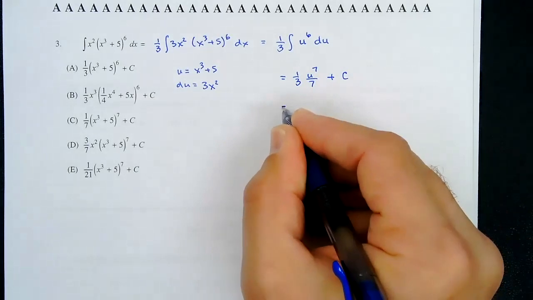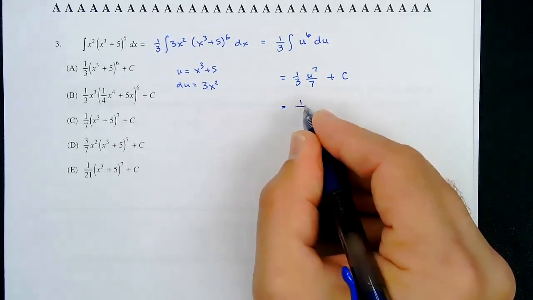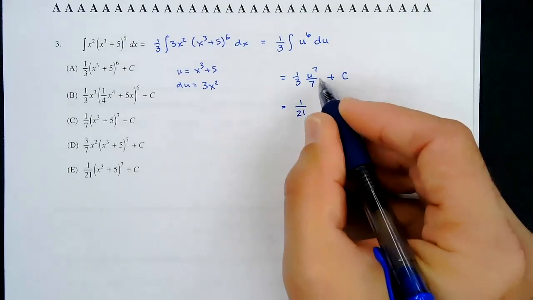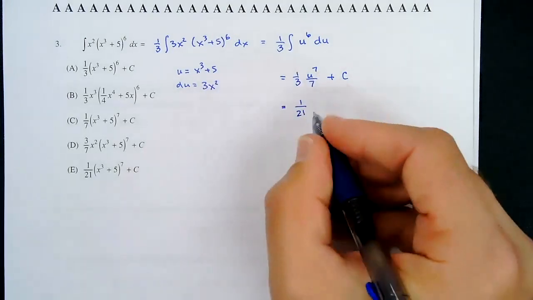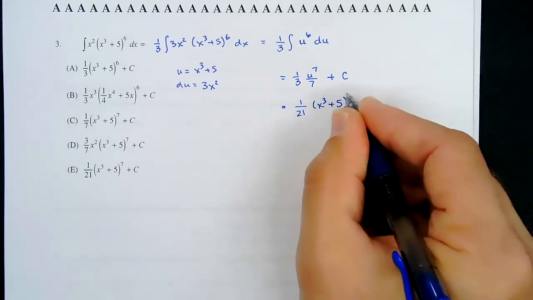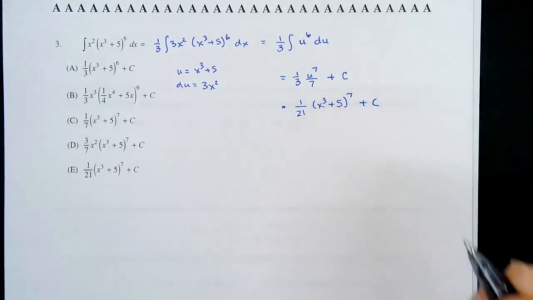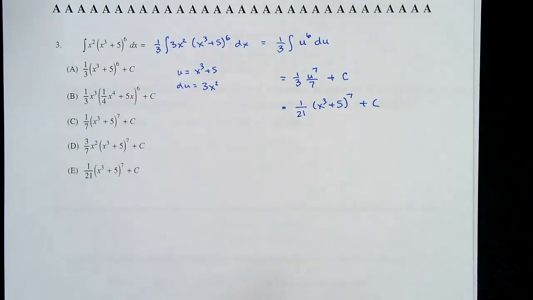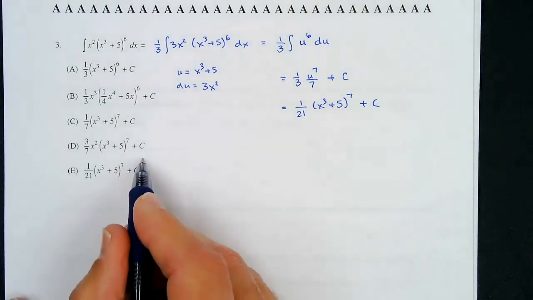So that would make 1 over 21, and then our u is x cubed plus 5. So this would be x cubed plus 5 raised to the 7th plus c. And so the only correct answer here is E.